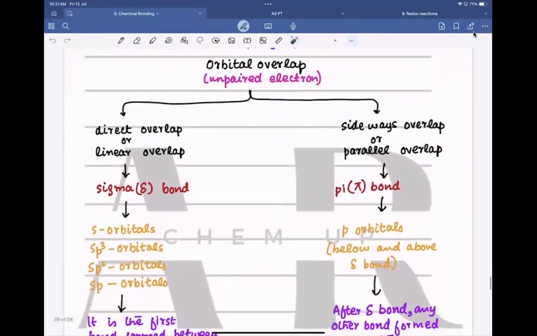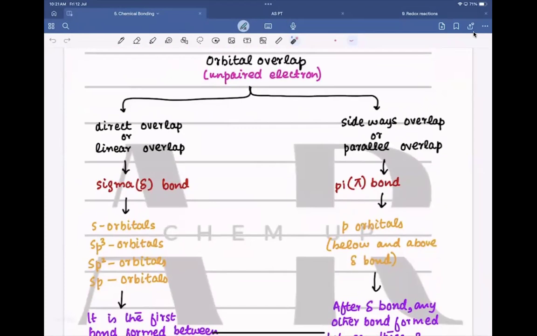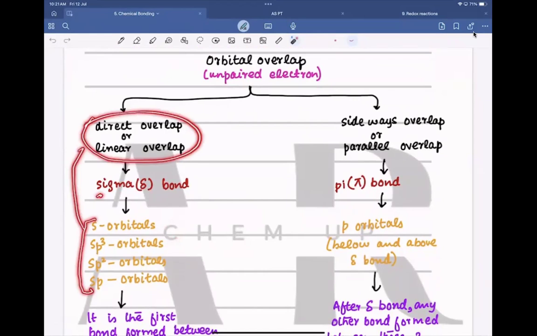Okay. So now, which orbitals are involved in the sigma bond, you have to understand. In a sigma bond, either the s orbital is involved, or besides the s orbital, there are three more types of orbitals: sp3 orbital, sp2 orbital, and sp orbital. So these are the orbitals which are involved in direct overlapping and lead to the formation of a sigma bond. Is this understandable? Yes, sir. Okay, we haven't studied these three orbitals yet. We are going to discuss these.